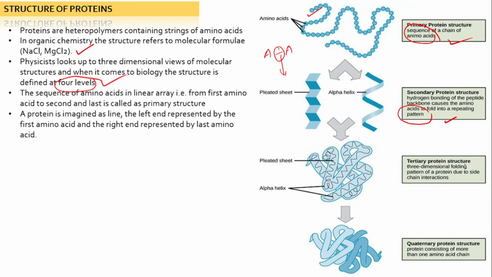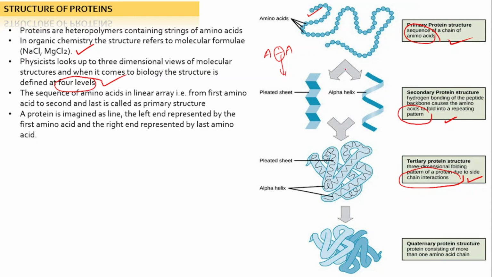Coming to tertiary protein structure, it is the three-dimensional folding pattern of the protein due to side chain interaction. Here we have seen the primary structure, how it occurs. It is made up of amino acids bonded together with the help of peptide bonds.